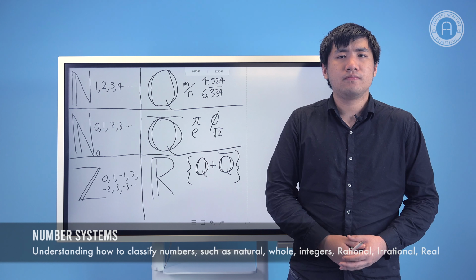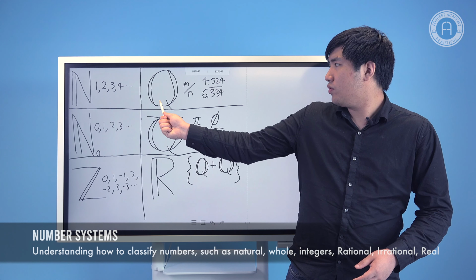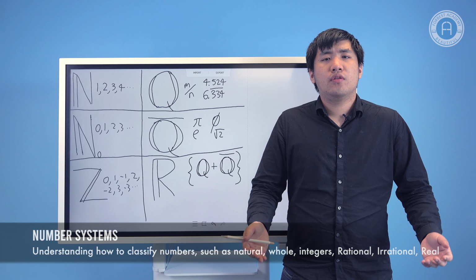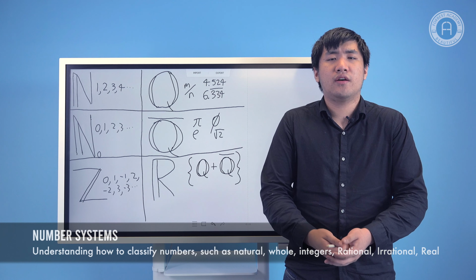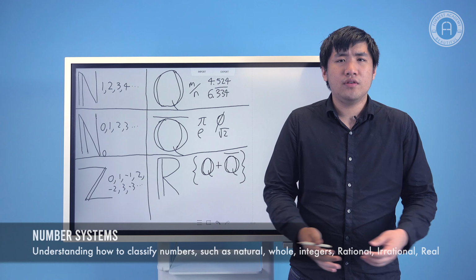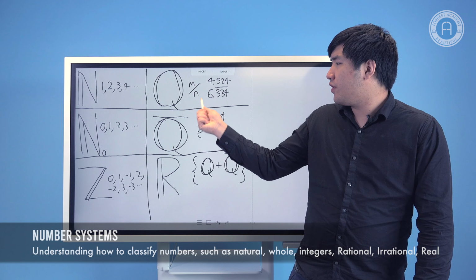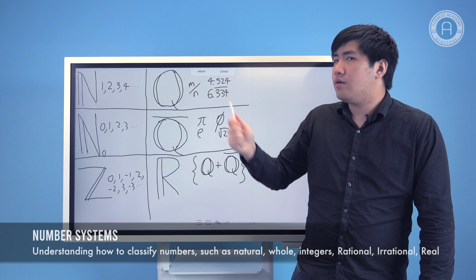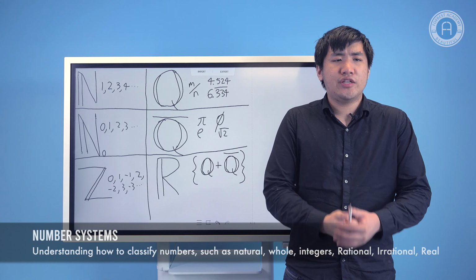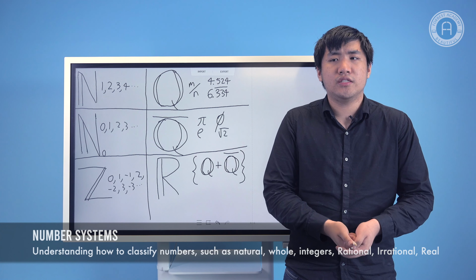Next, we have the rationals, which we denote with a Q. Now the rationals, there's two ways of thinking about it. The first way is that the rationals encompass all possible integer fractions. What does that mean? Well, every rational number can be written as m over n, where m and n are both integers. Another way to think about it is that the rational numbers include all terminating and repeating decimals.